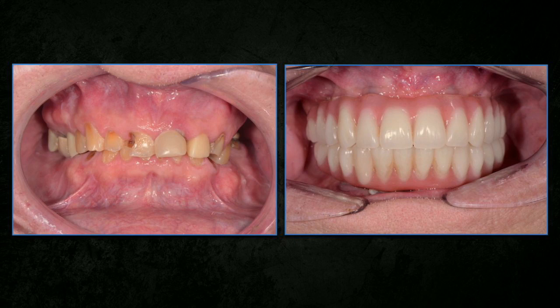Also notice not very much overbite, so we could create a very shallow angle of guidance.